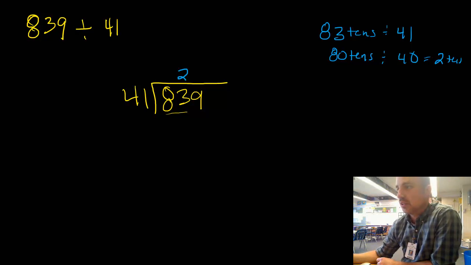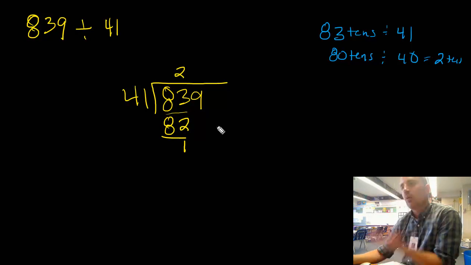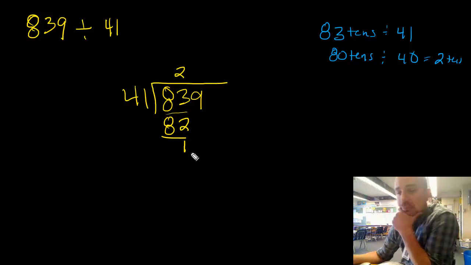Whoa, wrong color. Man, I was doing so good. 2 tens. 2 groups of 41, I can mental math that one. 2 groups of 41 is 82. And that works out well. And so now I have 110. Well, I can't do anything with that, and so I need to bring down a new regroup. I'm going to bring down my 9, and so now I have 19 ones.